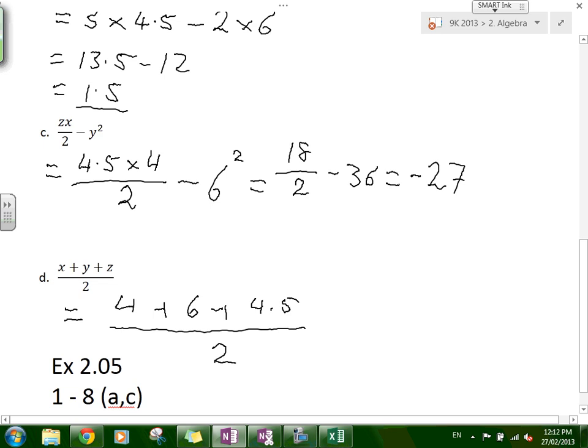Plus 4.5. Chelsea Lachlan, can you swap seats, please? Ainsley shift over, thank you.